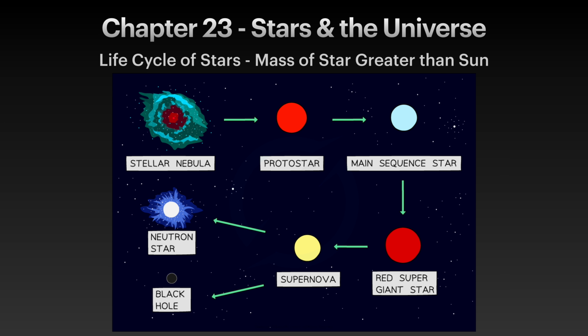If the star is more massive than the Sun, the sequence is different. After becoming a red supergiant, the core collapses violently into a supernova. Depending on the remnant's mass, it becomes either a neutron star or a black hole. The black hole often occurs when the gravitational pull is really strong, such that it can even absorb the light.